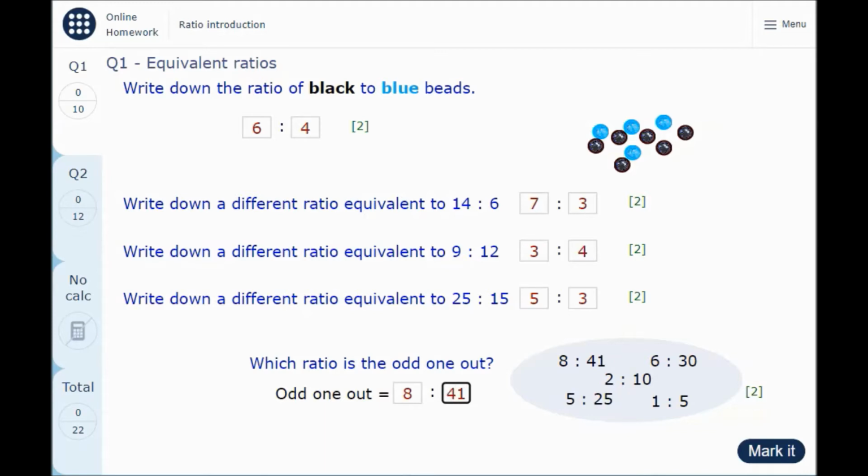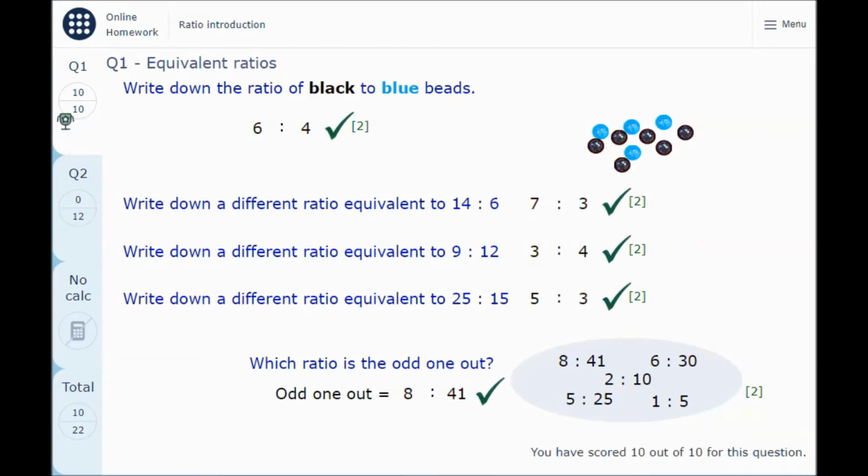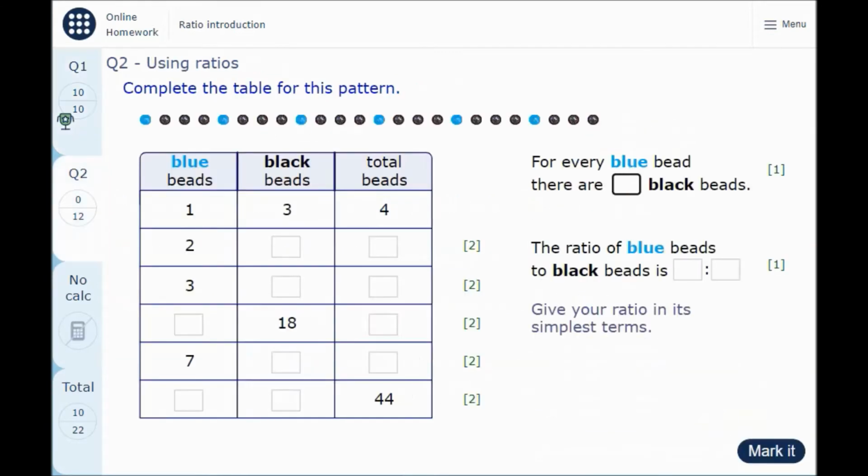Let's look at the left hand side ratio. 1 to 2, I'm doubling it. I doubled 5, that makes 10. 1 to 5, I'm timesing it by 5. 5 times 5 gives me 25. That makes sense. 1 times 6 gives me 6. So 6 times 5 gives me 30. And then 1 times 8 gives me 8. So 5 times 8 gives me 40, not 41. So mark that. On to the next question, question 2.